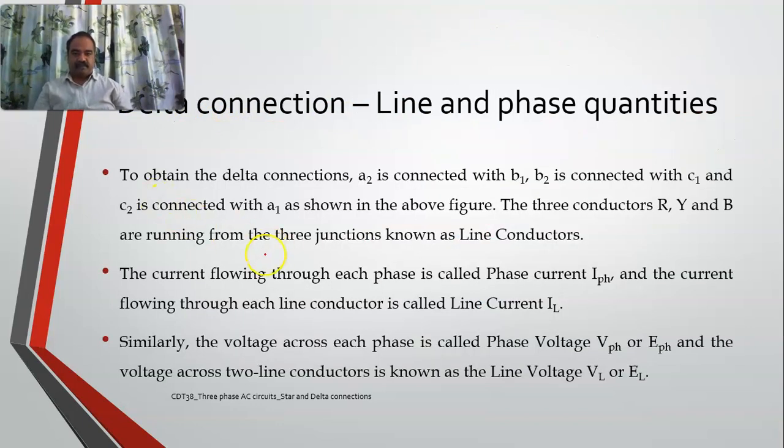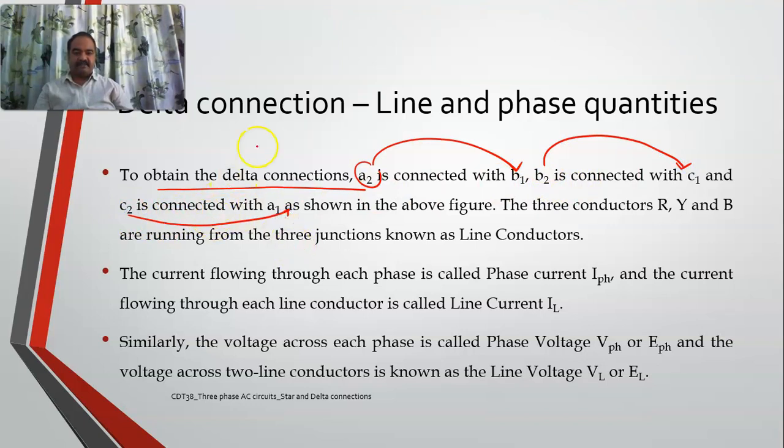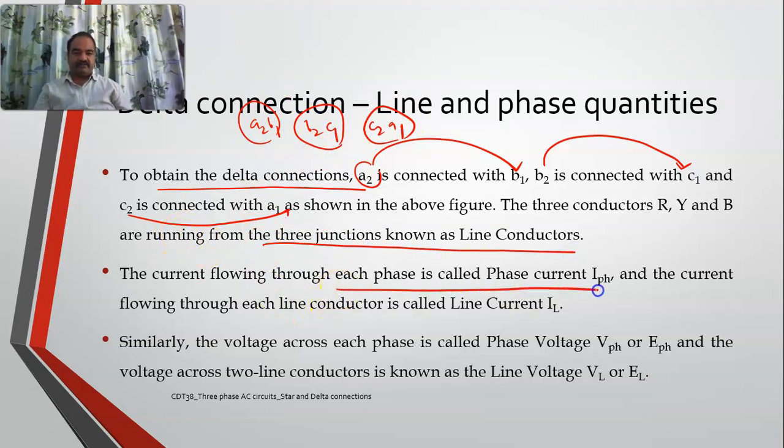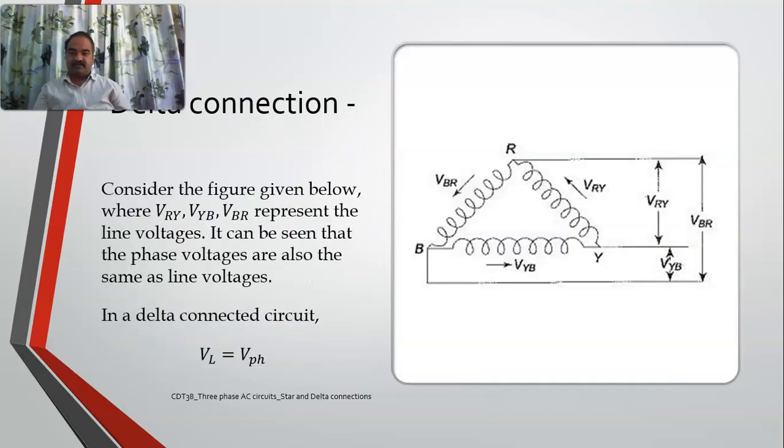So, to obtain the delta connection, what should we do? The end of the first coil must be connected to the start of another one. Similarly, the end is connected to the start of another one. Similarly, like this. The three junctions which we have are A2B1, B2C1 and C2A1. And at these junctions, we will run the live wires and we call them line conductors. The current flowing through each phase is called phase current, whereas the current going through each line is called line current.